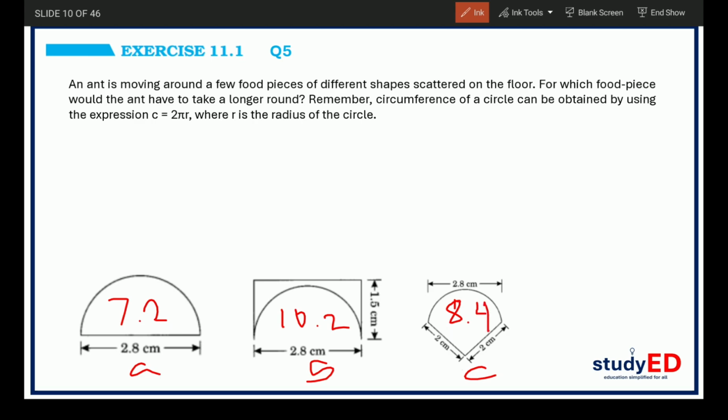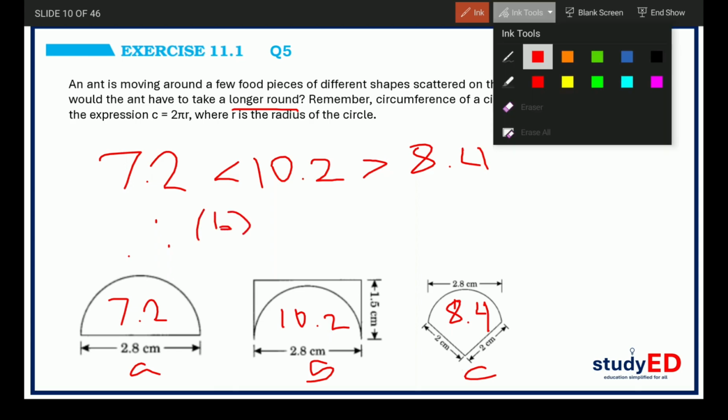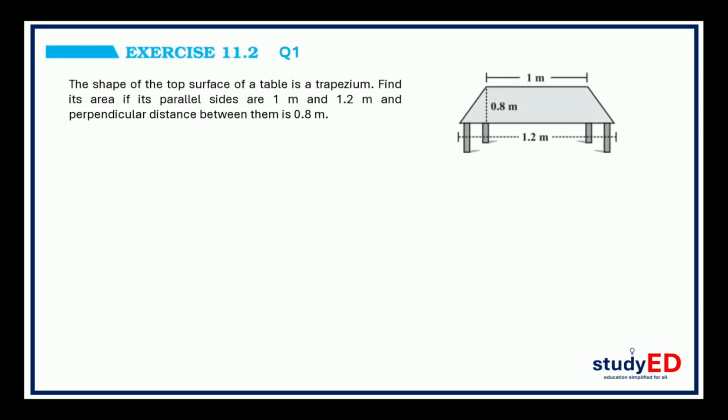Now we have to see which foot piece will take a longer round. Now clearly 10.2 is greater than 7.2 and greater than 8.4. Therefore, the ant has to take a longer round for foot piece B. I hope you guys got that. Now we've officially completed exercise 11.1, all of the questions. Let's now move on to exercise 11.2.